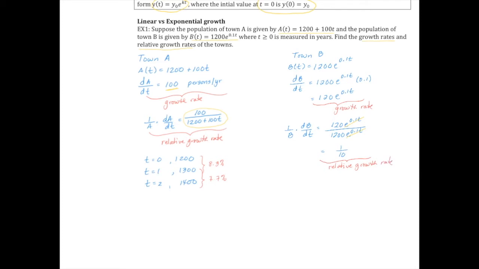Notice that 1 over 10 is the same as 10%. So what that's saying is that although the growth rate is not constant, our growth rate has an exponential function in here, so that's not a constant number. What is constant is the relative growth rate, 10%. So the change in population year by year is always going to be a 10% change. Okay, so let's go on to another example.